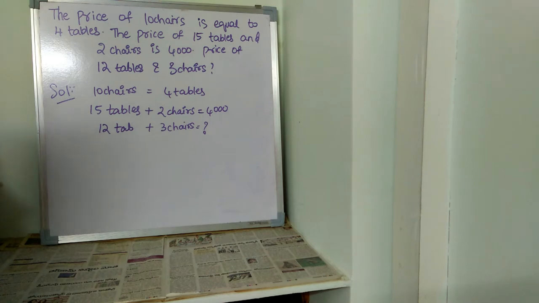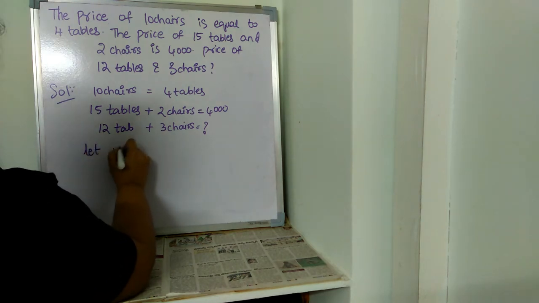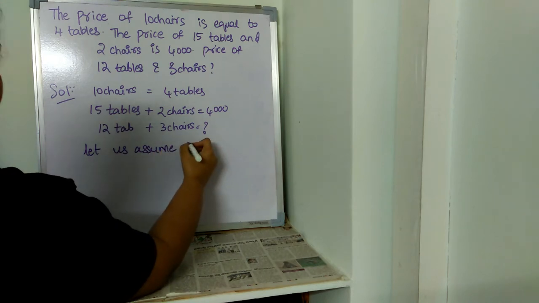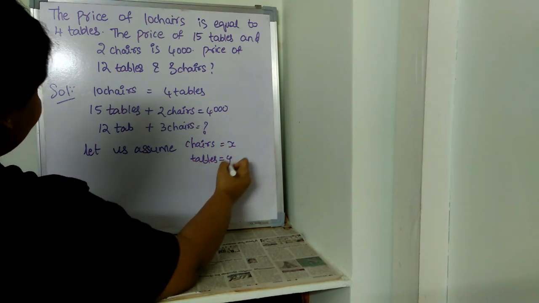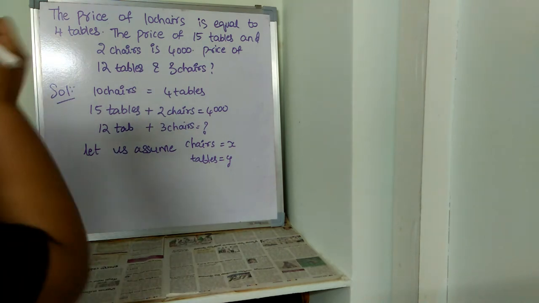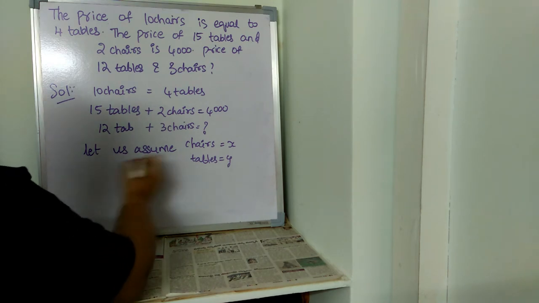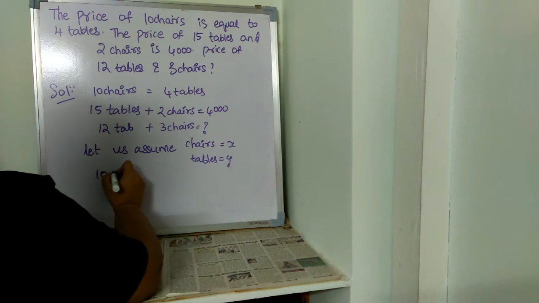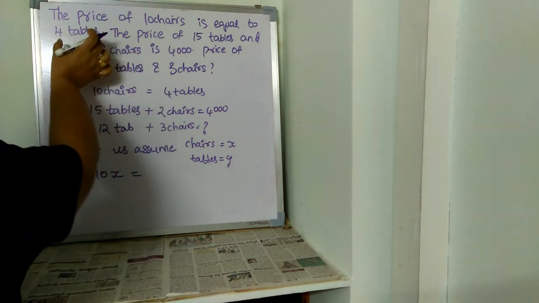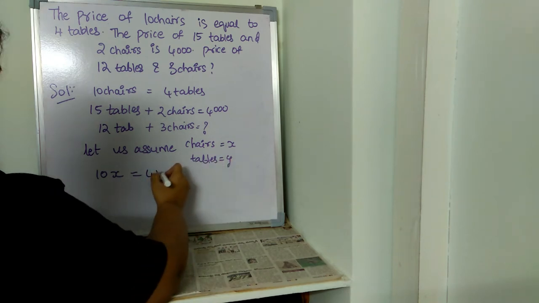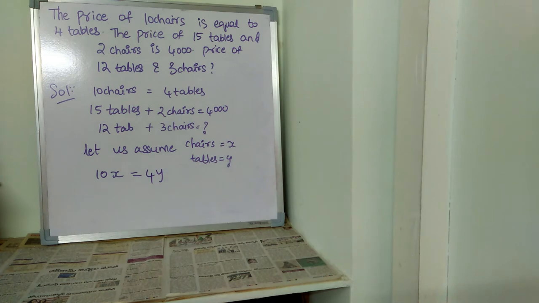So what is he saying now? The price of 10 chairs is equal to the price of 4 tables. Let us think of chairs as x and tables as y. The price of 10 chairs is equal to 4 tables. Chairs we are denoting as x, so it is 10x, and it is equal to the price of 4 tables. Tables we have denoted as y. So 10x is equal to 4y.